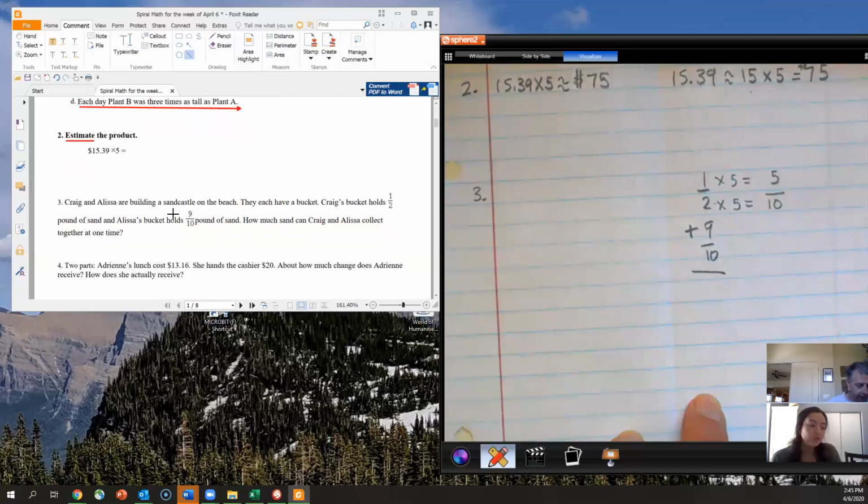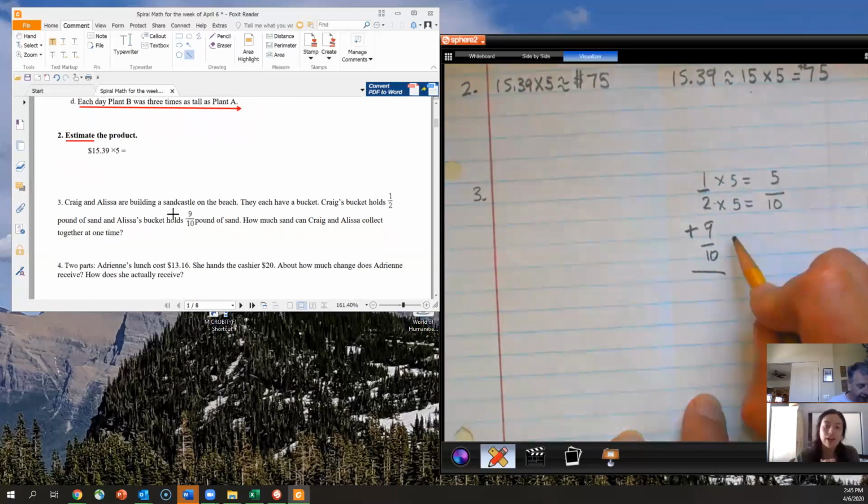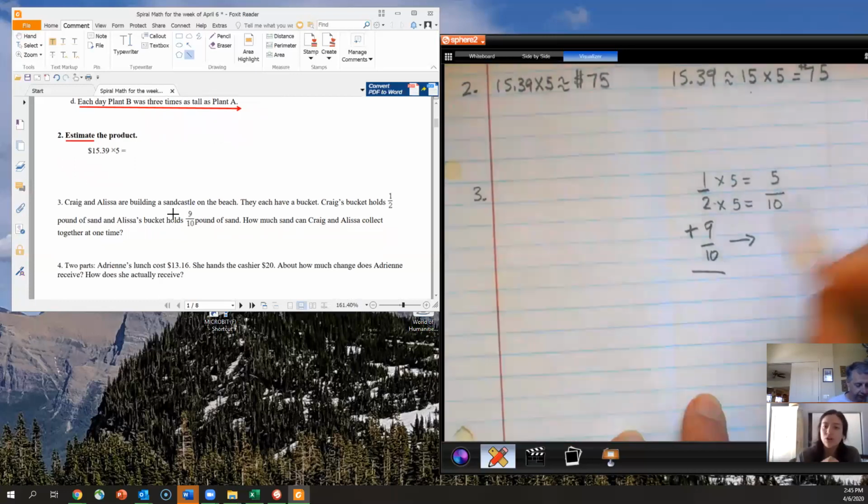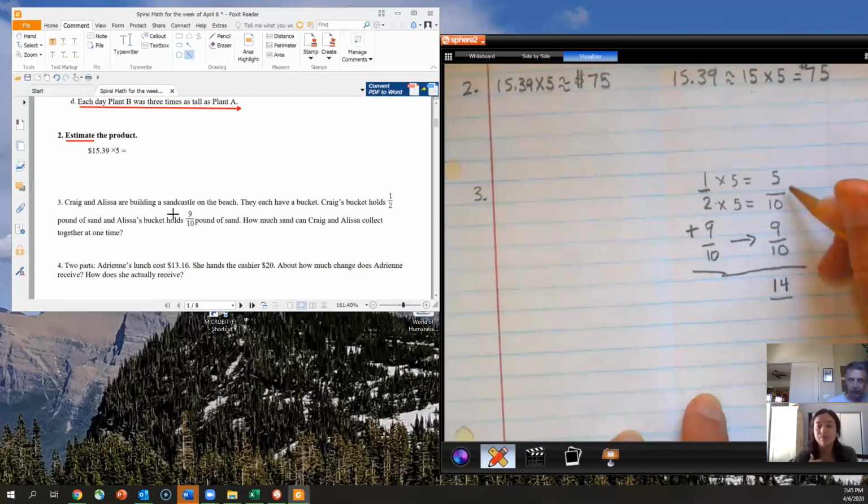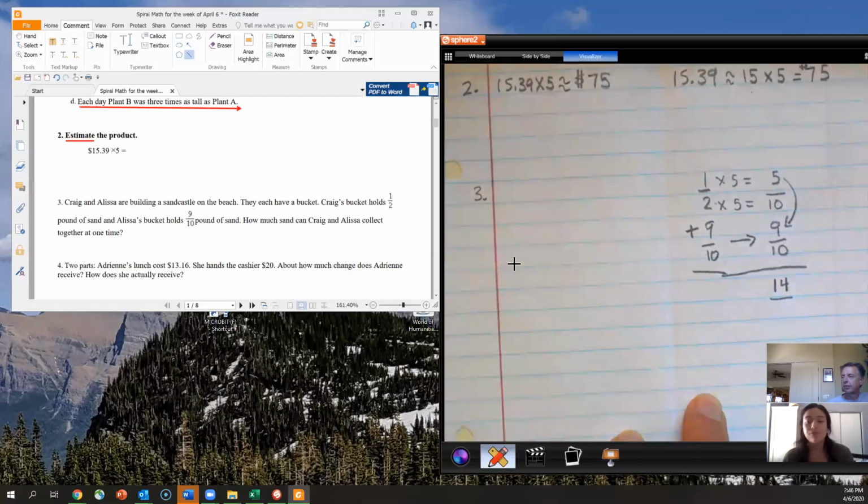And then I usually just draw an arrow and move the 9/10 over just so everything is lined up. And then from there, you go ahead and you add them together. Now, boys and girls, remember, we do not add our denominators when we are adding our fractions. And for your numerator, you should get 14. So you should get 14 over 10.